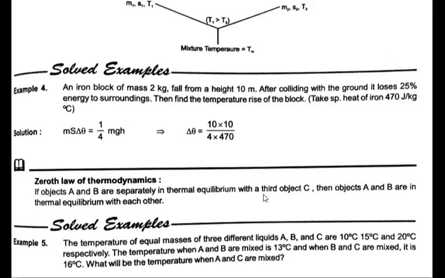The temperatures of equal masses of three different liquids A, B, and C are 10 degrees centigrade, 15 degrees centigrade, and 20 degrees centigrade respectively. The temperature when A and B are mixed is 13 degrees centigrade, and when B and C are mixed, it is 16 degrees centigrade. What will be the temperature when A and C are mixed? Everyone, please try to solve this. Take 2 minutes.